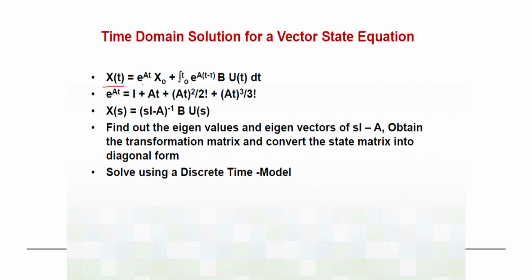So, you get x(t) as e to the power At x0 plus the additional part, the integration from 0 to t of e to the power A(t minus tau) B u(tau) d tau. Okay. So, this should be B u(tau) d tau. And remember that e to the power At is a matrix, where I is an identity matrix.